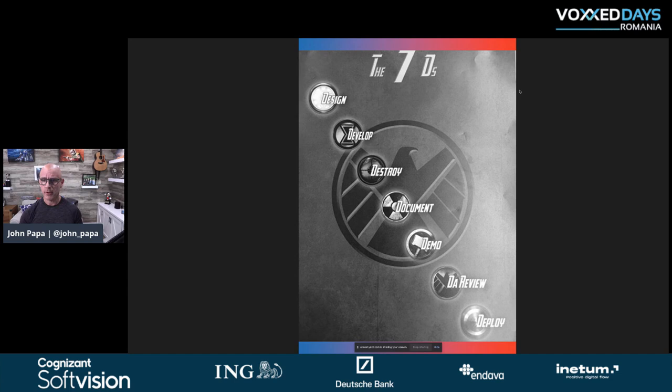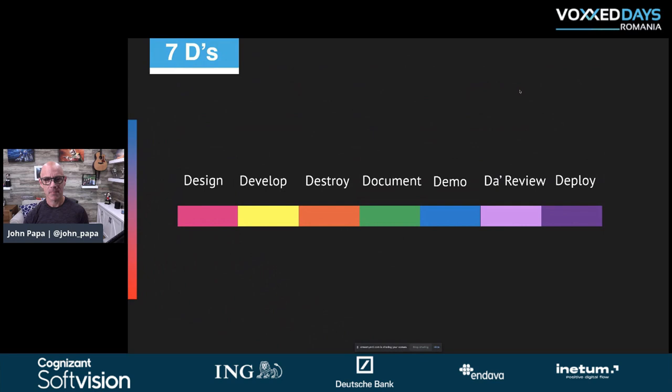So this was so popular at a company that I worked at called Disney that we actually created posters for it and put it around the office. And I have a picture of the poster up there. It was just very cool for us to do this at the time. Basically, we had the design, develop, destroy, document, demo, to review, and deploy steps in our poster. So it was fun for us. We all got behind it, and we managed to share these out with everybody. And as a recap, again, design, develop, destroy, document, demo, to review, and deploy.